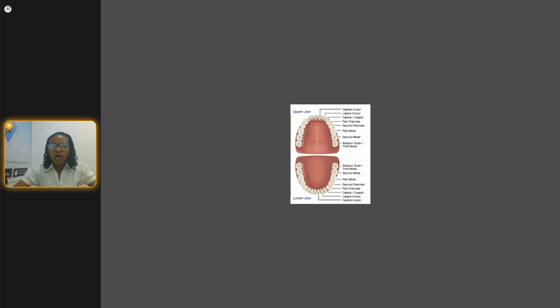As you can see here on the board, we have the set of teeth. This is the human set of teeth. You are familiar with this diagram. This is the set of teeth that you have as a human. We have the upper jaw and the lower jaw. This is the upper jaw.